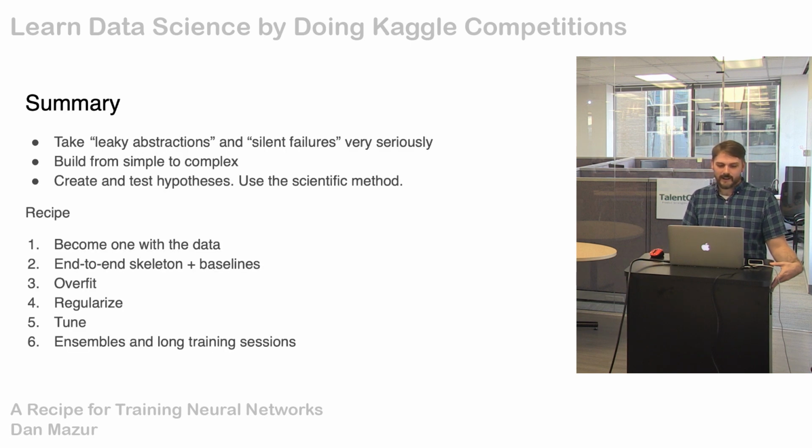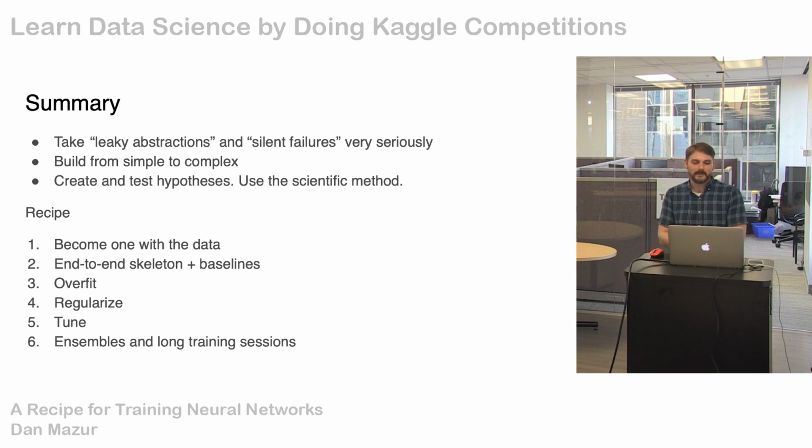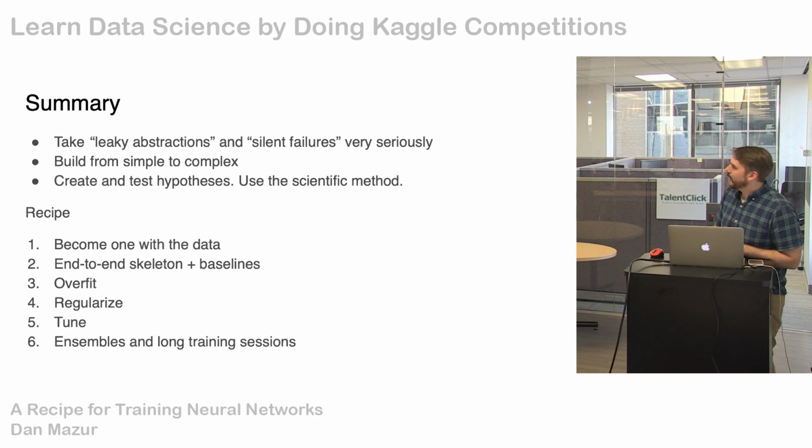Okay. So we're at the end. We've done the whole recipe. This is my summary slide. So it's all stuff we've seen before. The purpose of the recipe is to take leaky abstractions and silent failures very seriously. Make sure you're building from simple to complex, and proceed using the scientific method. So in order to understand how your model's training and what sort of bugs you have that are preventing your model from training well, you create hypotheses and then test them, and that will tell you how to fix it, or it will tell you that you need to come up with more hypotheses.